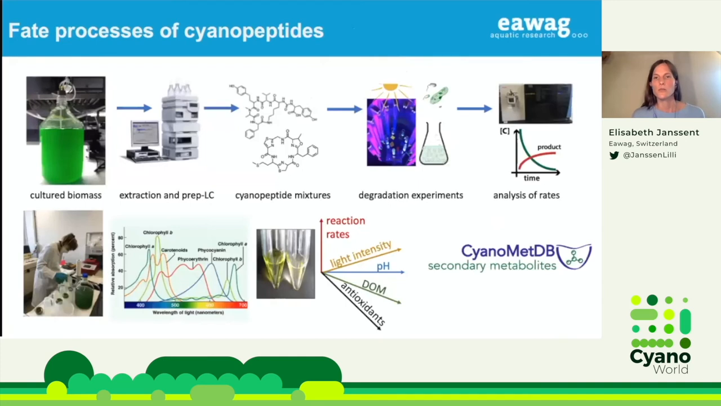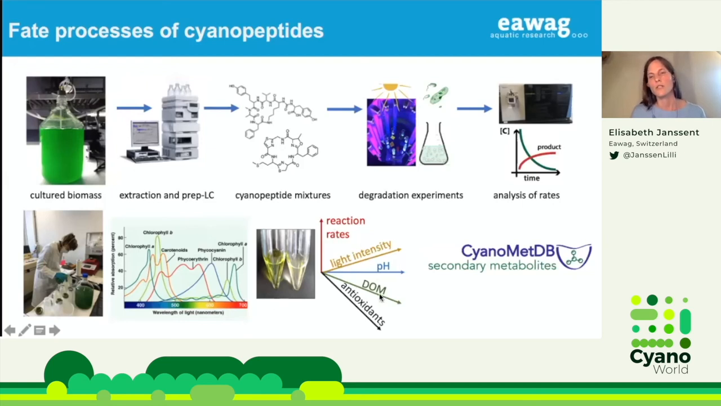This is a bit the workflow. So we try to work with a larger range of compounds. So we start with cultured biomass that we harvest, so we have mostly pure material. We then clean up the extract. And for the photochemical studies, it is most important to remove the major pigments that would interfere with the photochemical tests. So we do prep LC mostly to then have not single compounds, but purified solutions that we spike into our transformation experiments.